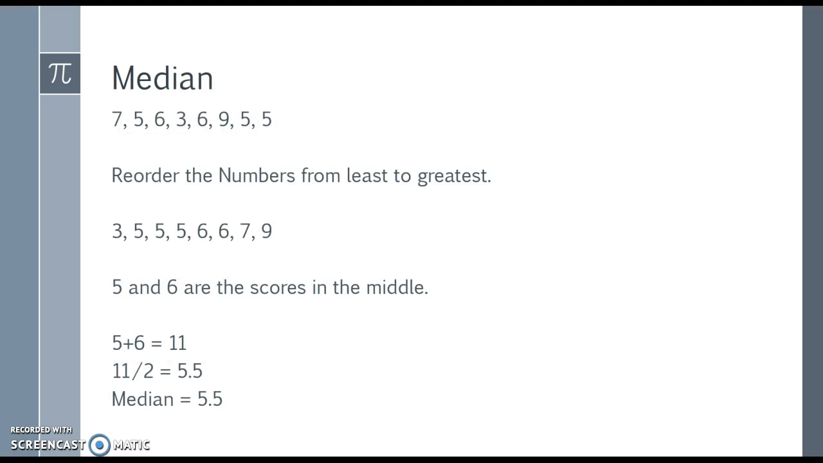For the median, let's take the same 8 numbers, and we're going to reorder the numbers from least to greatest. As you see here, I have done just that. And then we're going to take the middle scores. Because we have an even number of values, we're going to take the 4th and the 5th of the total of the 8 values. We're going to add those together, which gives us 11, divide by 2, which gives us 5.5. So our median is 5.5.